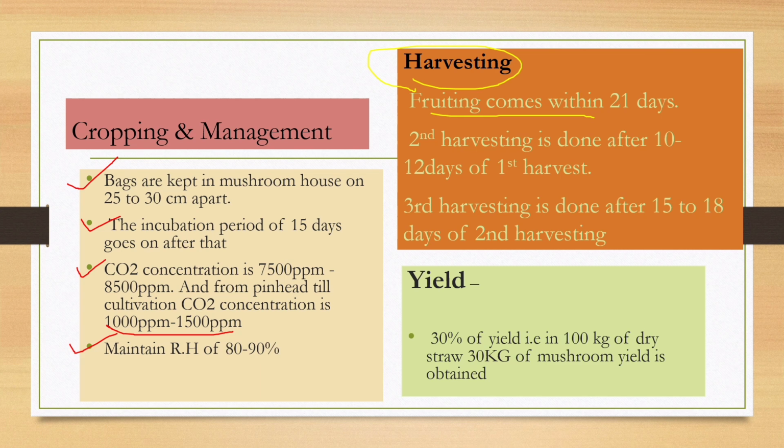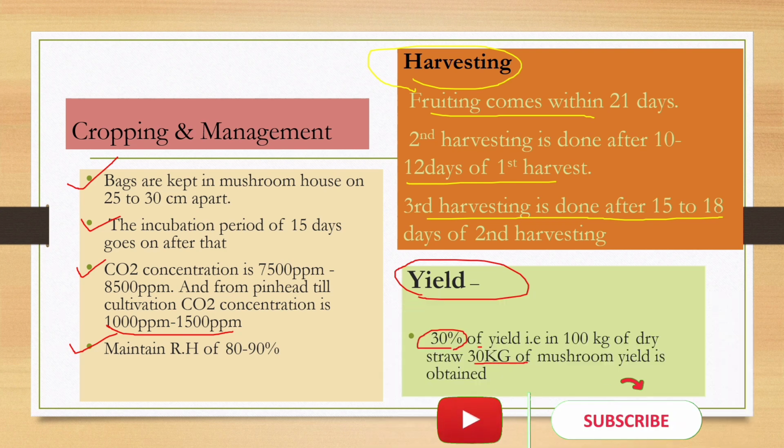Second harvesting is done after 10 to 12 days of first harvesting, and third harvesting is done after 15 to 18 days of second harvesting. And the yield is 30%, that is, in 100 kg of dry straw we get 30 kg of mushroom yield.